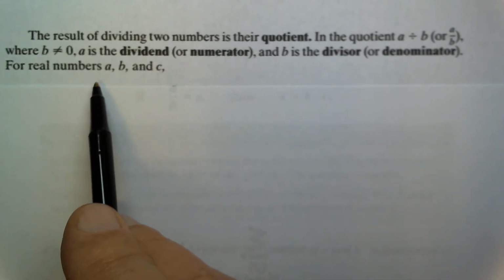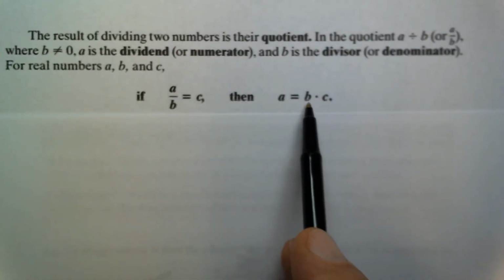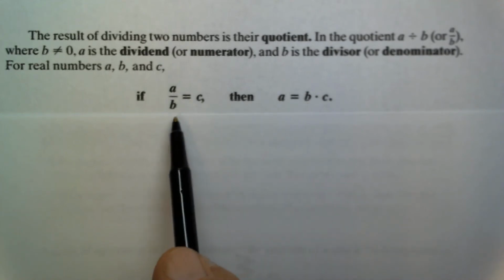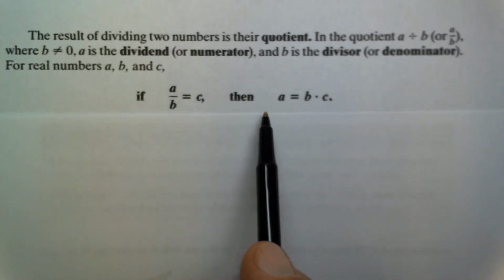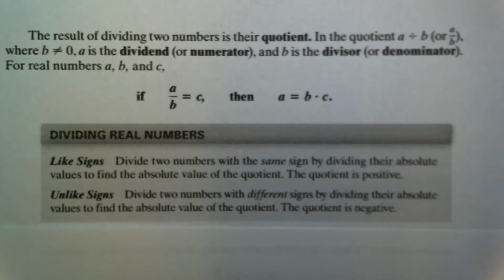And so for any real numbers A, B, and C, if A divided by B equals C, then A equals B times C. Again, this is a very useful identity, and so you may want to remember that. So here's the division definition about the signs. If we divide two numbers with the same sign by dividing their absolute values, then we find the absolute value of the quotient, and then the quotient is positive. And when the signs are unlike, we divide two numbers with different signs by dividing the absolute values to find the absolute value of the quotient, and then the quotient is negative.